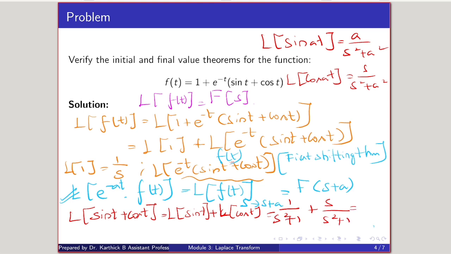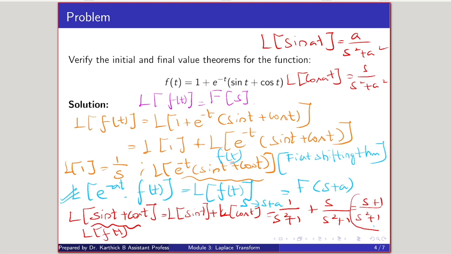So while adding, both denominators are the same, so we write s plus 1 divided by s square plus 1. Okay, and then we find this; we call it the Laplace of f of t. What I have to do next? I have to substitute s equal to s plus a.